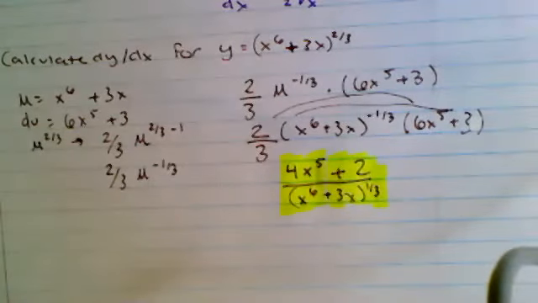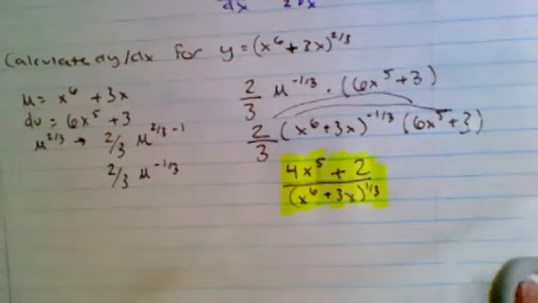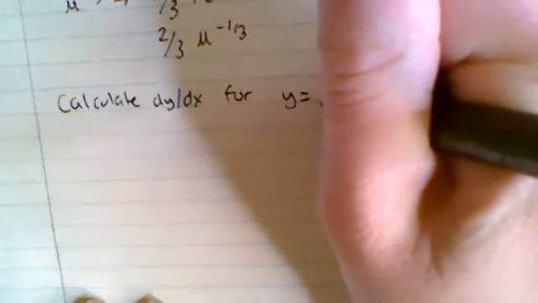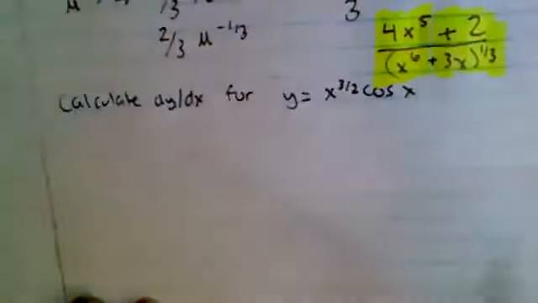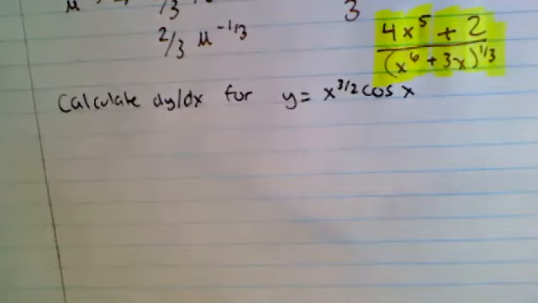All right, let's do one more. Calculate dy/dx. y equals x to the 3/2 times cosine x. Hopefully you're seeing here that we're going to have to do the product rule.